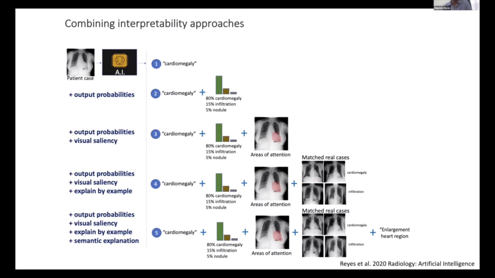Finally, we can also combine concepts. For example, a system outputting that these images are classified as cardiomegaly because there is an enlargement of the heart region. So you have here a more word-based or statement-based approach of interpretability.